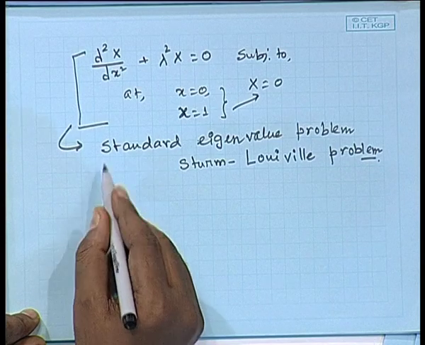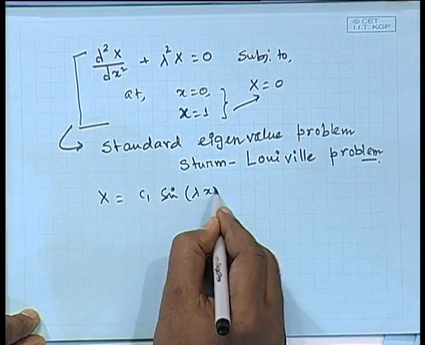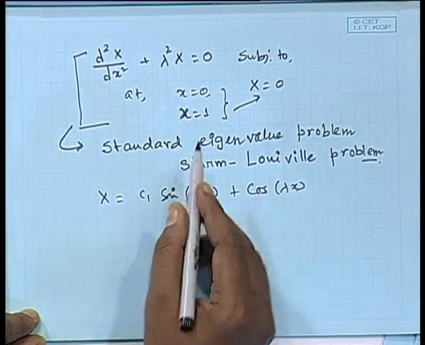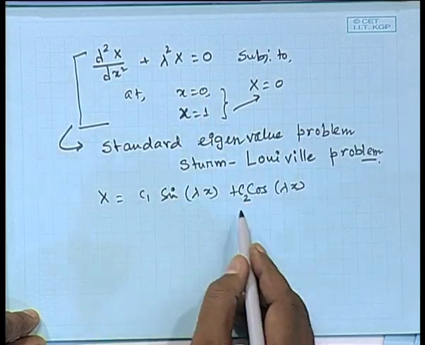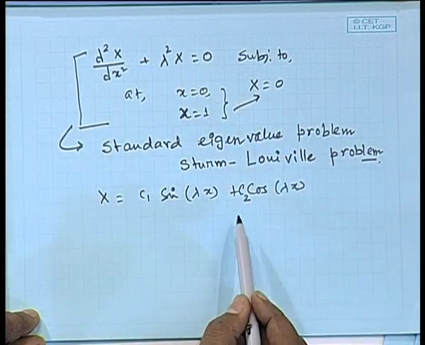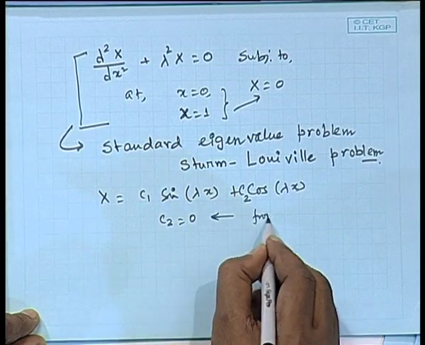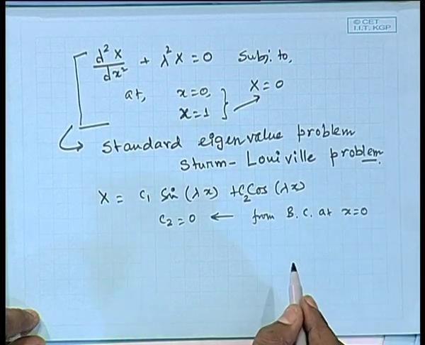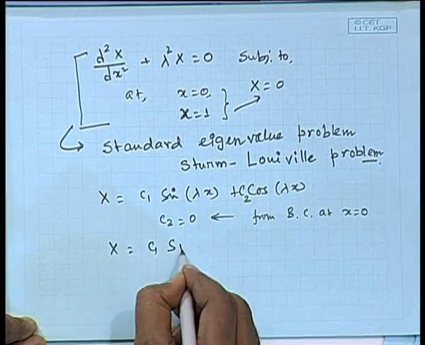The solution of X is nothing but C1 sin lambda x plus C2 cosine lambda x. Now, if you put the first boundary condition at x equal to 0, your capital X equal to 0, that will force C2 to go off from the boundary condition at x equal to 0. That means X is equal to C1 sin lambda x.